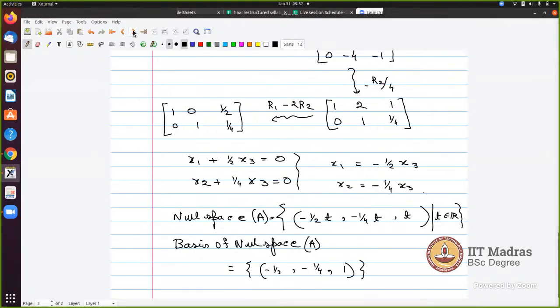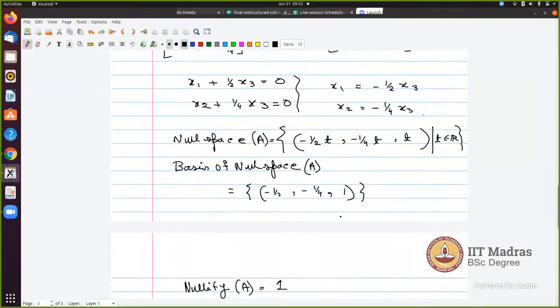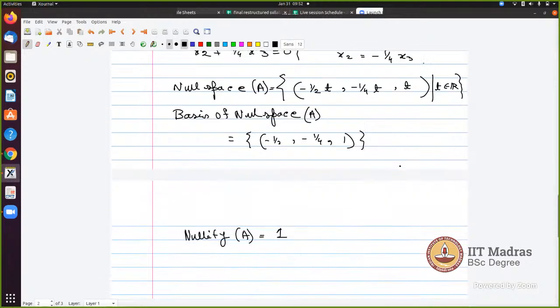And what is the cardinality of this basis? 1. Cardinality is 1, so the dimension is 1 only. So the nullity of A is 1 here. Okay, so basically it is the number of independent variables. When we are solving and reach the reduced row echelon form, at this step the number of independent variables we can count is basically the nullity of the matrix.